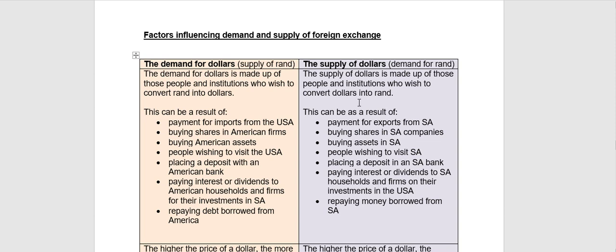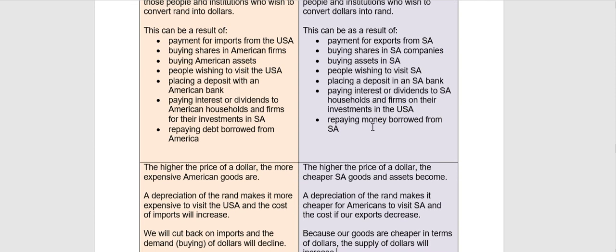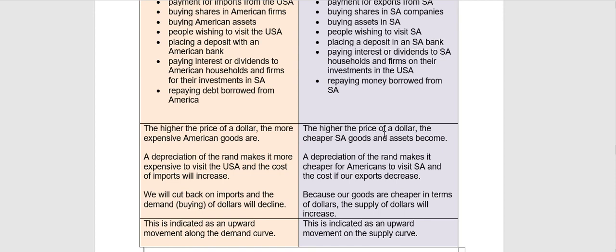Why would there be a supply of pound? Because British people want to pay for exports from South Africa. British people want to buy shares in South African companies. British people are buying houses in South Africa. You match obviously the currency to the appropriate country. Now, this example is the same. It's again the depreciation of the rand.